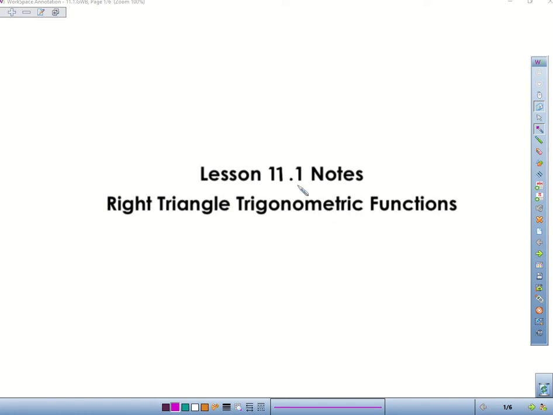Trigonometry today, so keep in mind for lesson 11.1, right triangle trigonometric functions, we are going to be using sine, cosine, and tangent. So if you do want to pull up Desmos on your phone or pull out your scientific calculator, we are going to be doing that towards the end of the lesson. So I just want to put that out there. And make sure you're in degree mode if you're using a calculator.